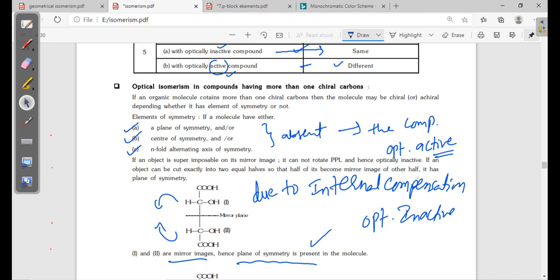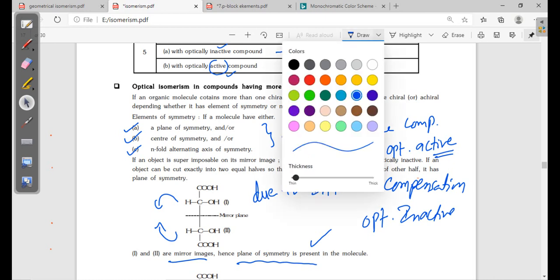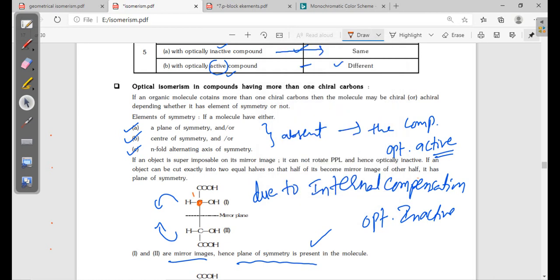Of course chiral carbons are there. See here, this is the chiral carbon, and here one more, so two chiral carbons. All four different groups are there, even though optically inactive. Why? Because of internal compensation, this compound is optically inactive.